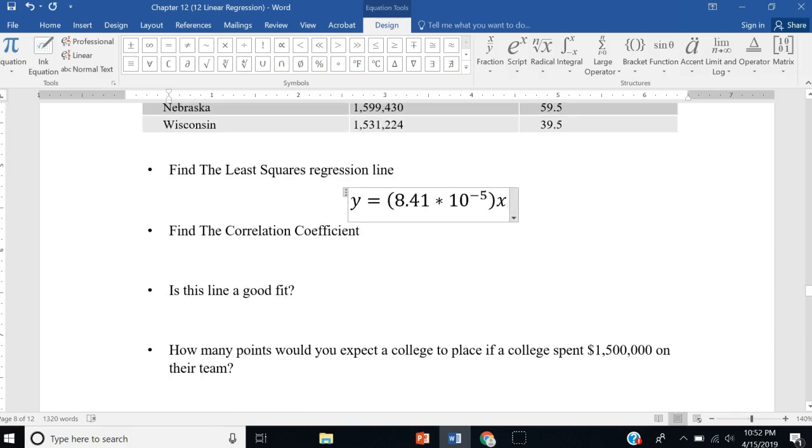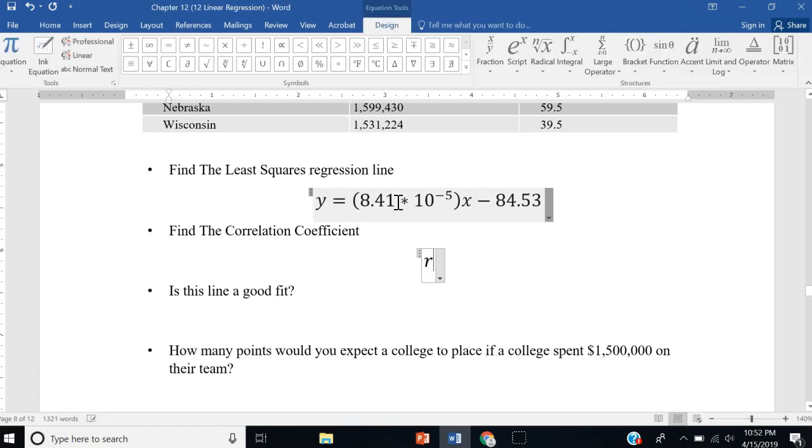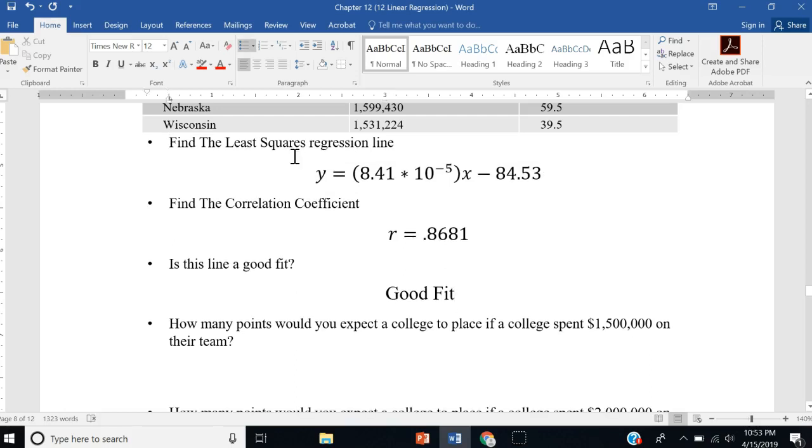So we have 8.41 times 10 to the negative fifth x minus 84.53. All right. The correlation coefficient that I got, r, was equal to 0.8681. So based on our judgment, since this r is bigger than 0.75 in terms of absolute value, we would say this is a good fit. All right. So for the sake of our class, this is a good fit.